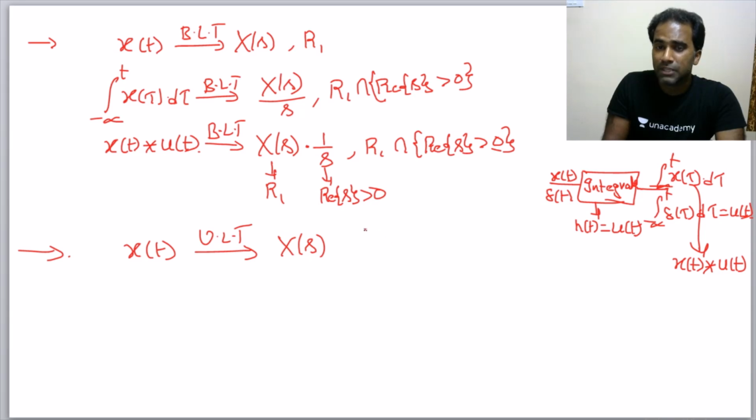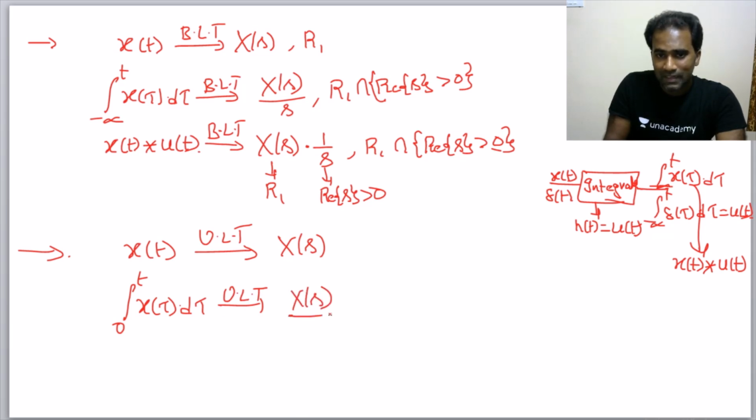There is nothing wrong in mentioning it, because by default it will be the right side ROC. That's why generally we don't mention ROC for unilateral Laplace transforms. So integration from 0 to t of x of tau d tau: here we cannot apply the basic property, it would be x of s divided by s, whereas for integration from minus infinity to t of x of tau d tau, if somebody is asking about this property in the unilateral Laplace transform, not in the bilateral Laplace transform.